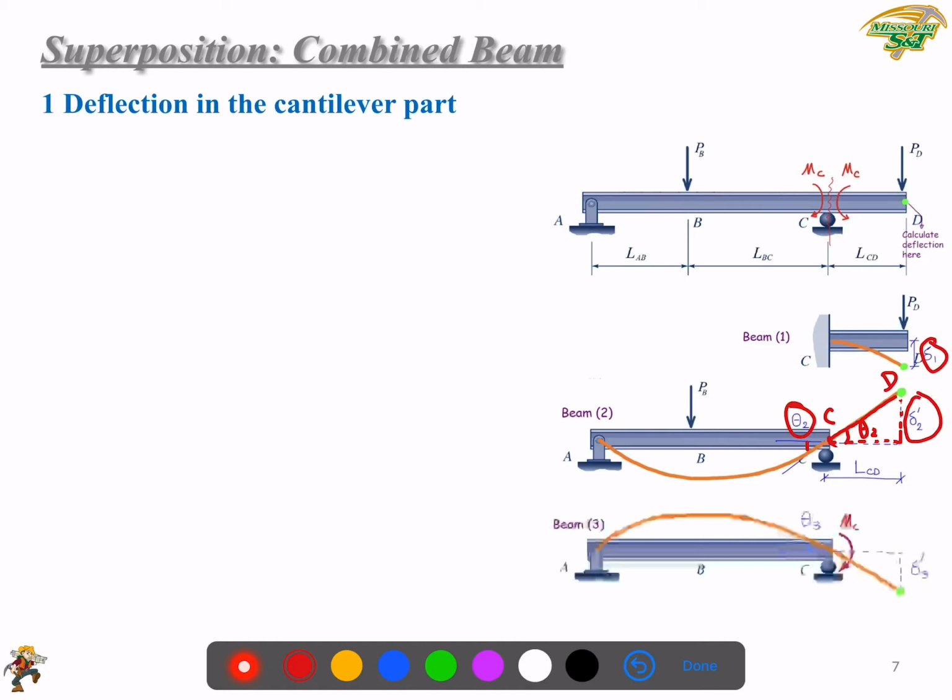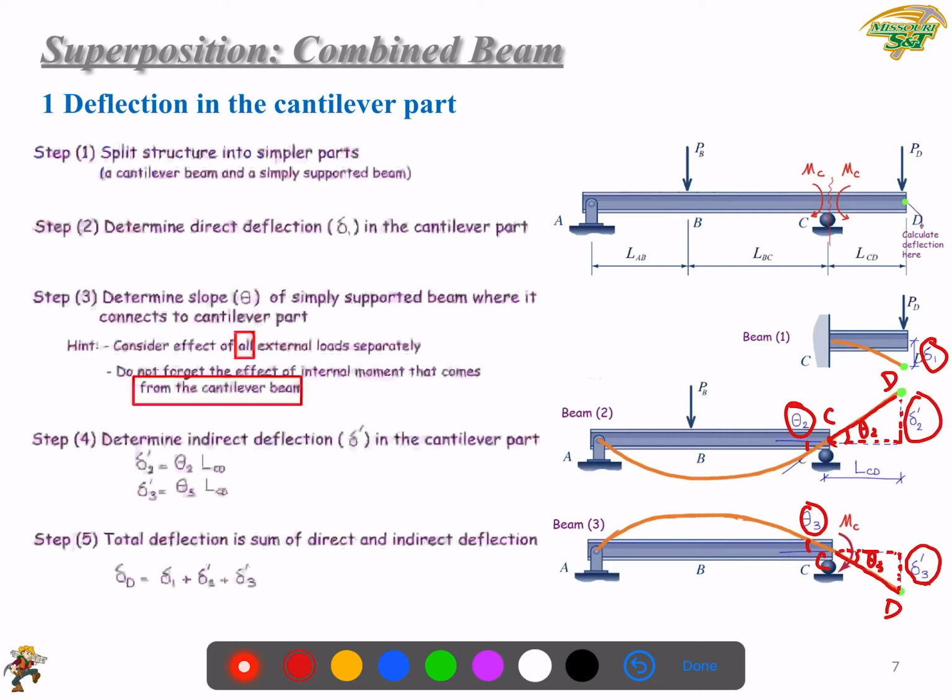Then the third case is just the simply supported part subjected to a concentrated bending moment at point C. It will be rotated, and you can calculate theta 3. Again, this angle equals theta 3. So here this will be CD, and here the second triangle. So here you can calculate delta 3 prime. Right, so the overall deflection will be equal to delta 1 plus delta 2 prime plus delta 3 prime.